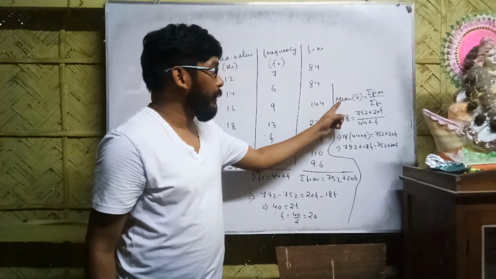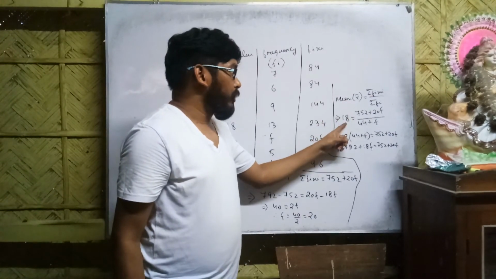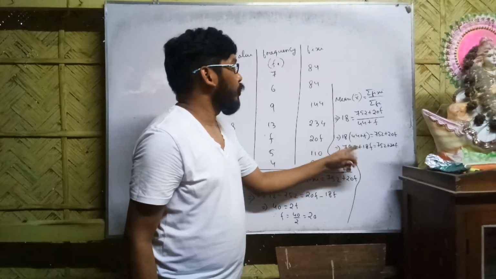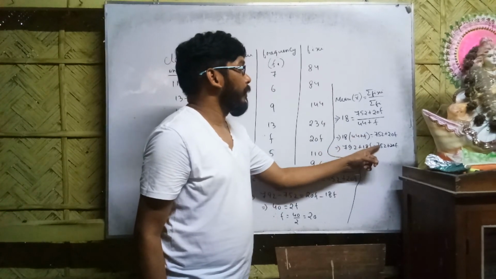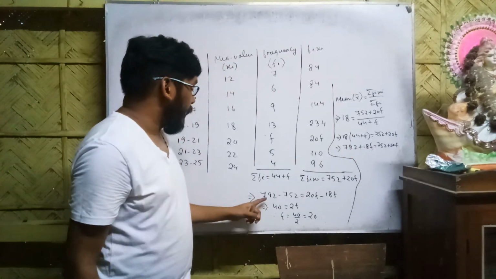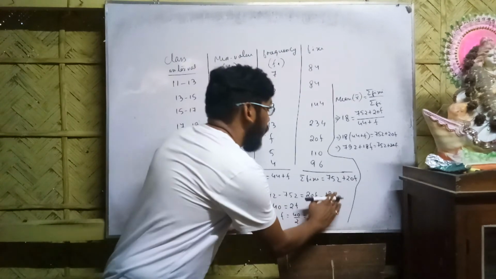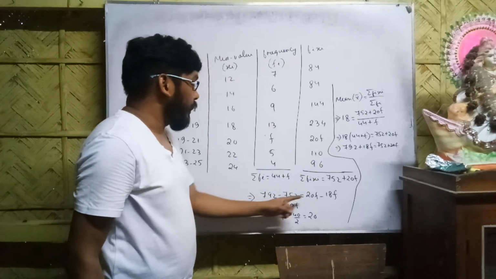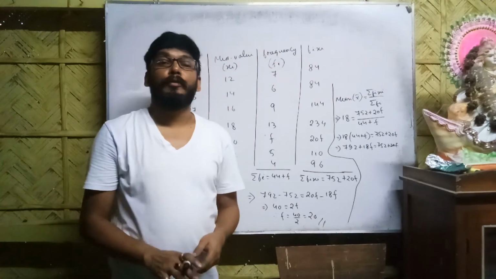Now I will use the direct method formula. The mean x bar equals summation of fi xi by summation of fi. The mean is given as 18, fi xi is 752 plus 20f, and summation of fi is 44 plus f. Cross multiplication: 18 into 44 is 792, 18 into f is 18f, equal to 752 plus 20f. Bringing 752 to the left side, 792 minus 752 equals 20f minus 18f. So 40 equals 2f, and f is 20. This is how we find the missing frequency.